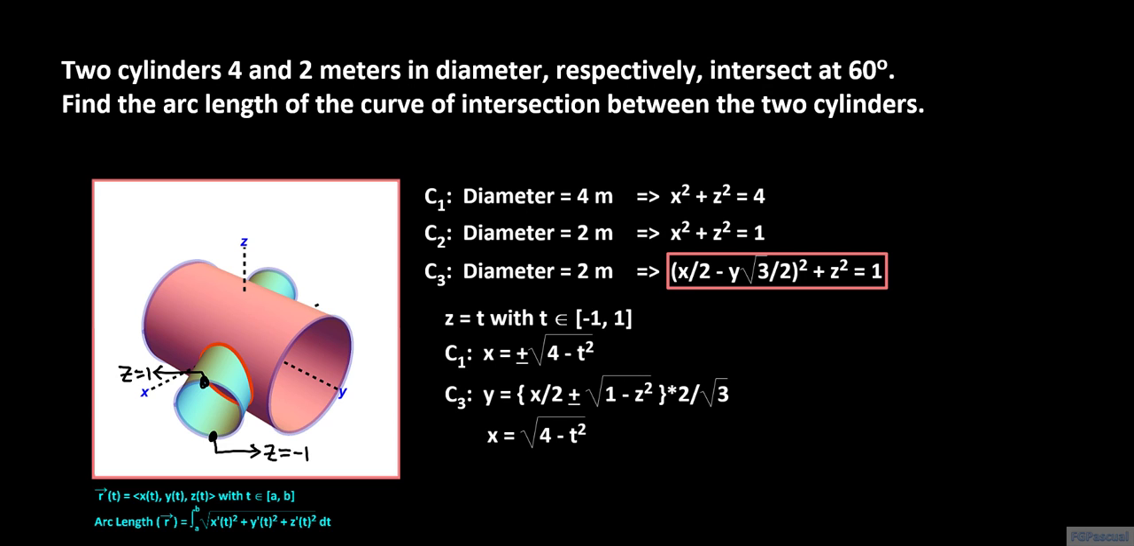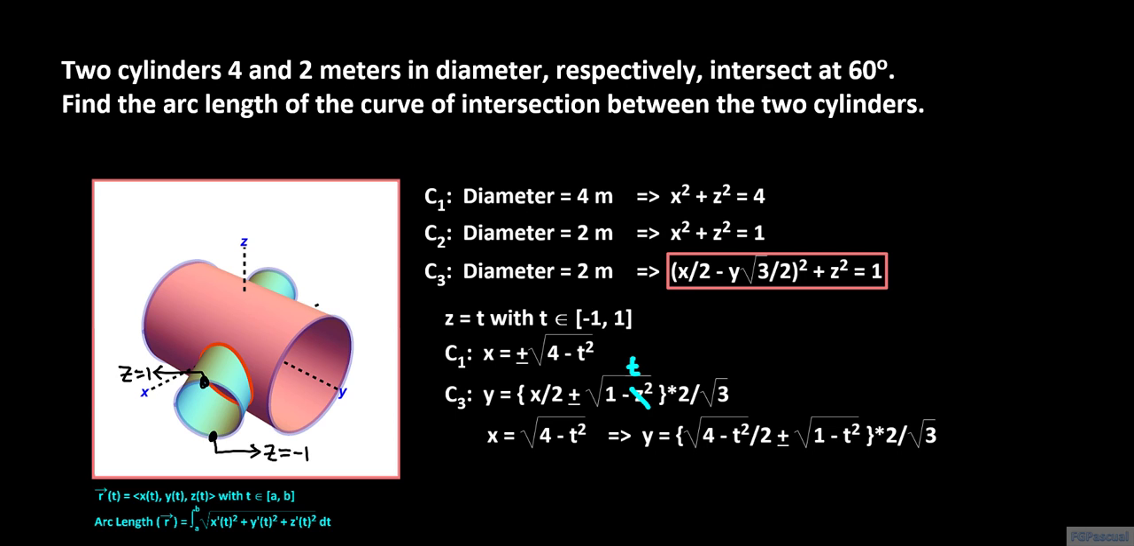If we take x to be the square root of 4 minus t squared, so that x is positive, y should be equal to the quantity the square root of 4 minus t squared divided by 2 plus or minus the square root of 1 minus t squared, and the entire quantity multiplied by 2 divided by the square root of 3. We have also replaced z by t to get this last equation.